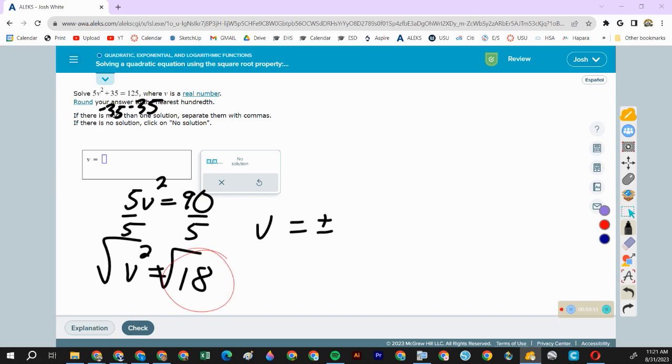Does 18 have any perfect squares inside of it? 4, 9, 16, 25, 36, any of those? 9. What's the square root of 9? 3. So 3, and what's left? 2. So what I said was 18 is 9 times 2, and I square rooted the 9, and I get 3 root 2. Now, if you prefer factoring it and circling the pairs of roots, that will work. Okay.